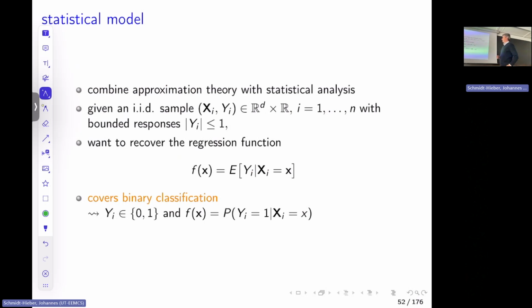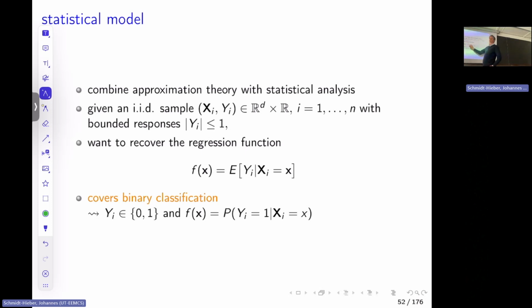So what Andrew Barron does, he says, okay, suppose we have n training samples. They are i.i.d., independently from the same distribution. The inputs in R^d and corresponding responses. So it's a regression model. It's not classification, it's regression. So that means the response is itself real valued, but it has to be bounded. These values have to be bounded by 1. That's a technical assumption.